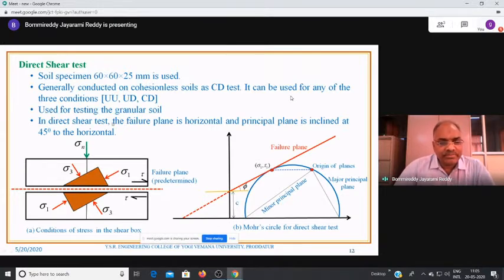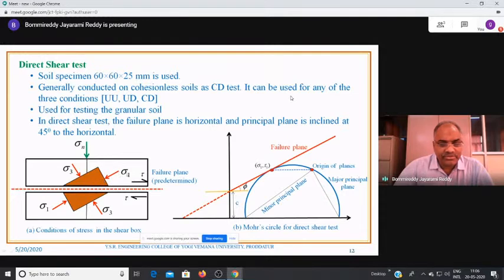So what is going to happen here? We are going to apply a horizontal normal force and also the shear force directly. The shear force is applied exactly at the failure plane, and that failure plane is always predominant. You can look at here, sigma n is the normal stress that it is subjected to, and horizontal shear stress will be acting, and the specimen will break. Finally, the principal stresses corresponding to the soil sample are sigma 1 and sigma 3.